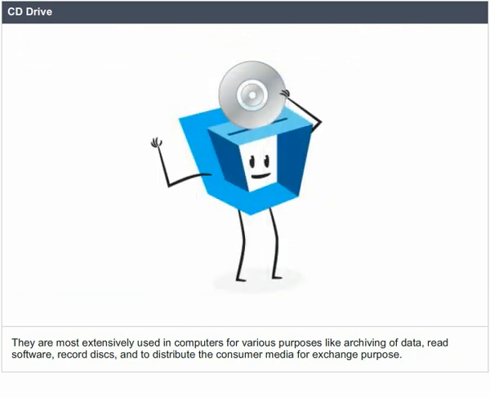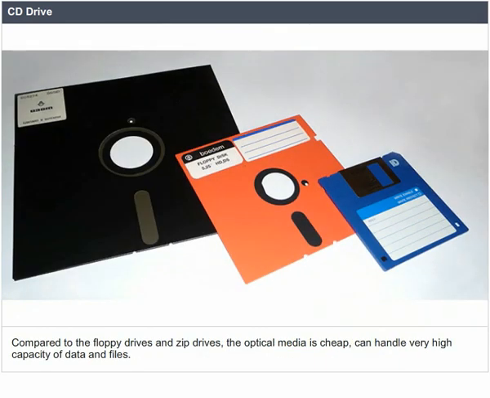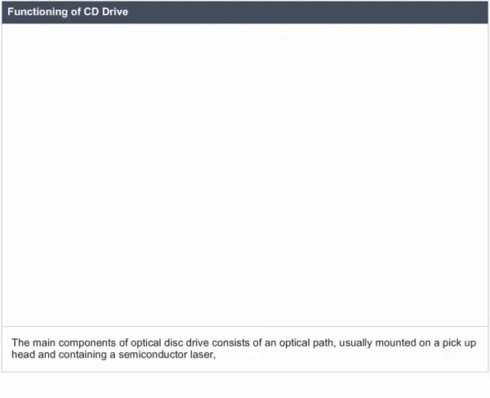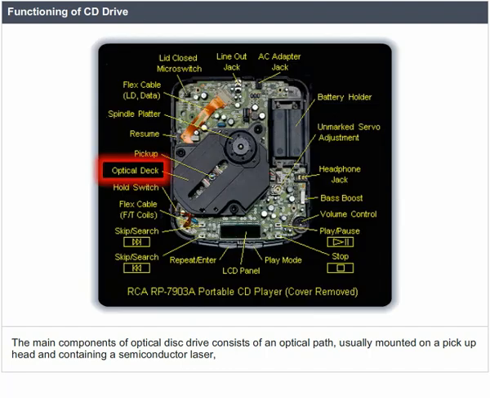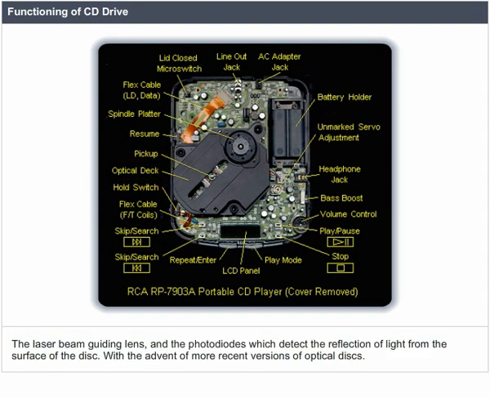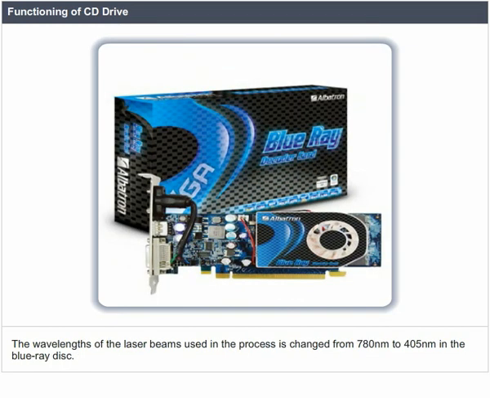Compared to floppy drives and zip drives, optical media is cheap and can handle a very high capacity of data and files. Functioning of the CD drive. The main components of an optical disk drive consist of an optical path, usually mounted on a pickup head and containing a semiconductor laser, the laser beam guiding lens, and the photodiodes which detect the reflection of light from the surface of the disk. With the advent of more recent versions of optical disks, the wavelength of the laser beams used in the process changed from 780 nm to 405 nm in the Blu-ray disc.